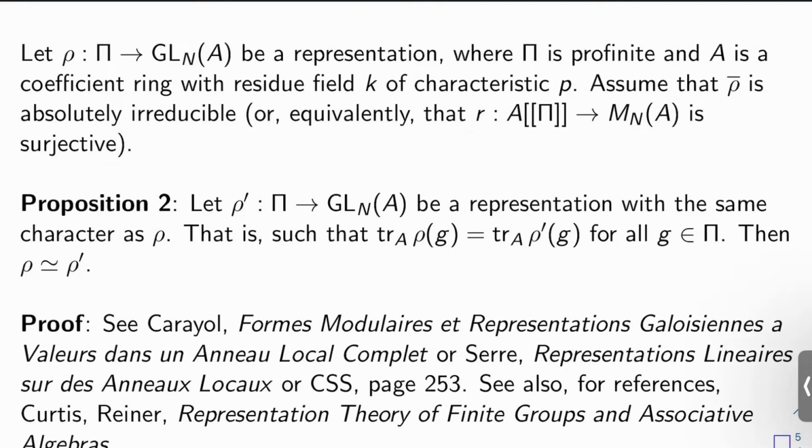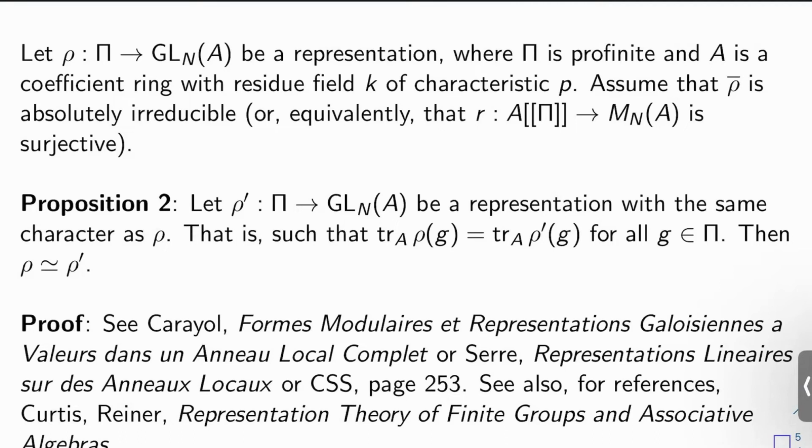So proposition 2: let rho prime from pi to GLN of A be a representation with the same character as rho. That is, such that the A trace of rho of g is the A trace of rho prime of g for all g in pi. Then rho is isomorphic to rho prime. Oh, this is cool, right? So this is just saying, if you have two of these representations given by coefficient rings and their traces match for all g in pi, then they're actually the same representation up to isomorphism. That's quite a strong thing. We've already used that actually in previous chapters.